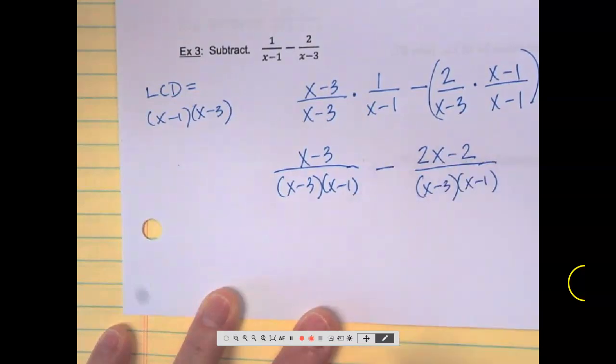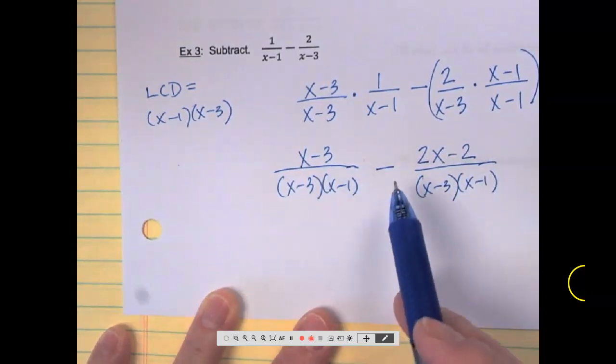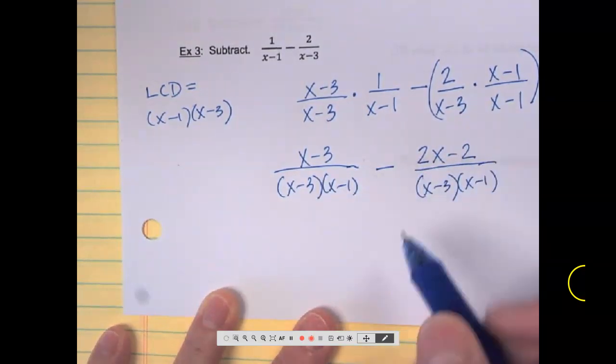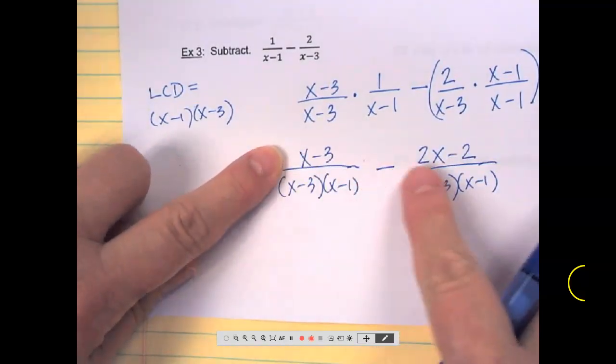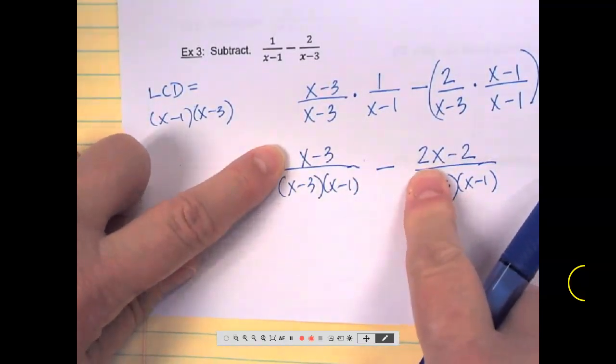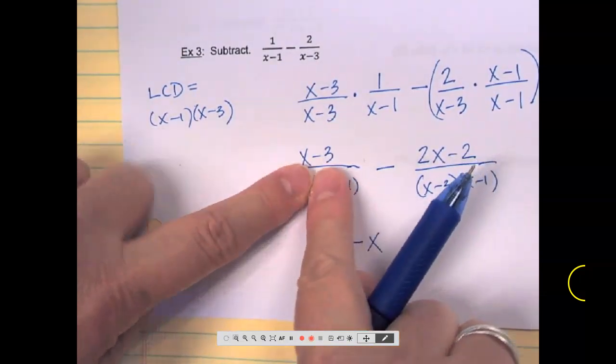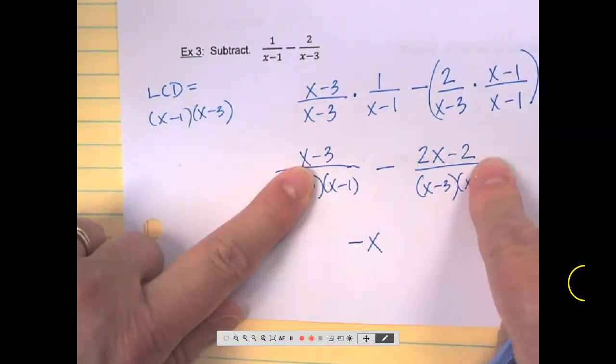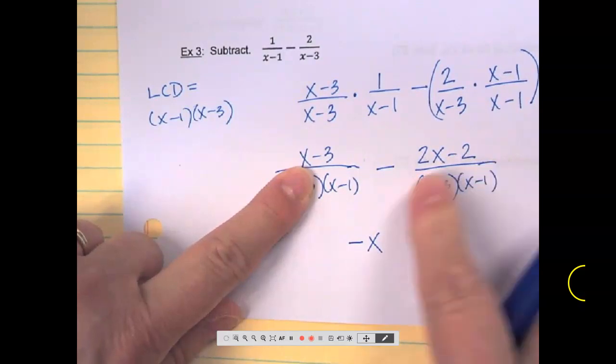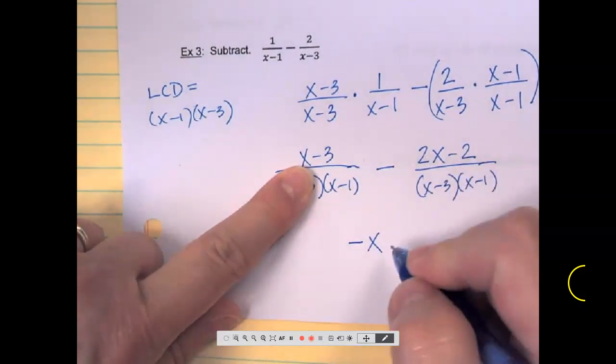Okay, so now this step I'm going to combine like terms in the numerator. I am distributing that negative to both of those. So what is x minus 2x? Negative x. What is negative 3 minus negative 2? That becomes plus 2. Negative 1.